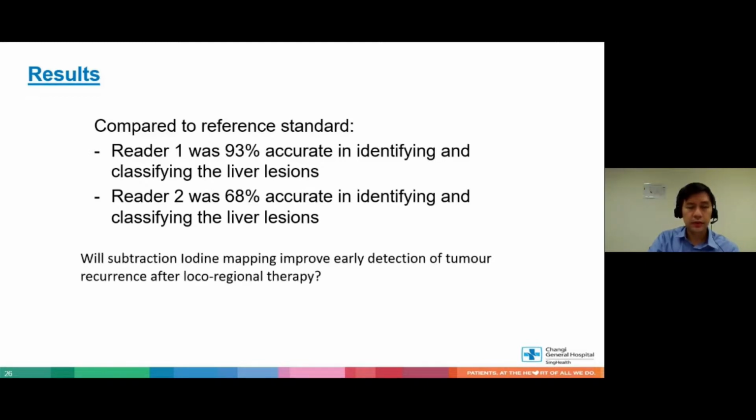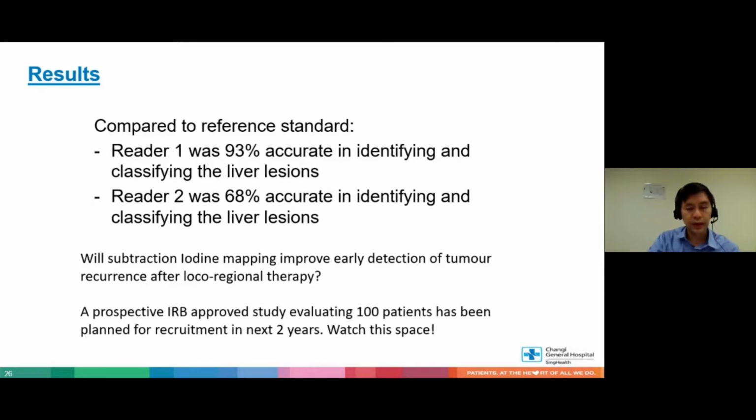So really, the question that we have, and we think is kind of answered, is: will subtraction iodine mapping improve early detection of tumor recurrence after locoregional therapy? We think this is really quite useful, and we certainly think that this technique will help us detect tumors earlier.